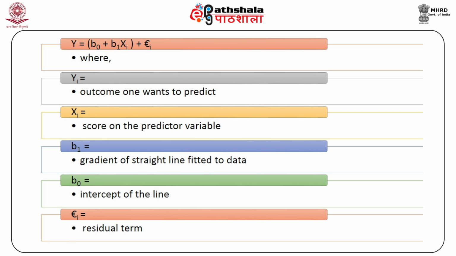The equation for the model thus becomes y equals B0 plus B1 x1 plus error, that is E, where y or yi is the outcome one wants to predict, x1 is the ith participant's score on the predictor variable, B1 is the gradient of the straight line fitted to the data, B0 is the intercept of the line, and E is the residual term representing the difference between the score predicted by the line for participant i and the score that participant i actually obtained.